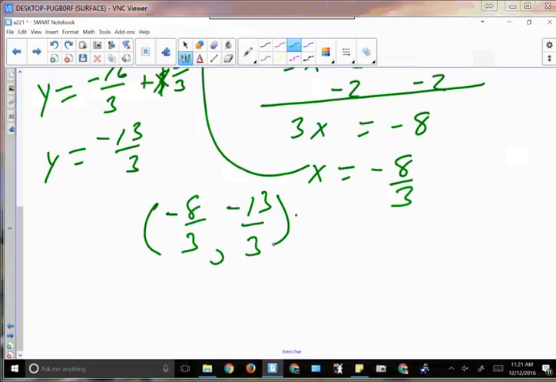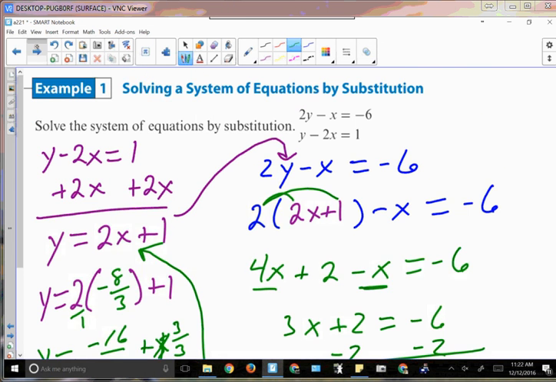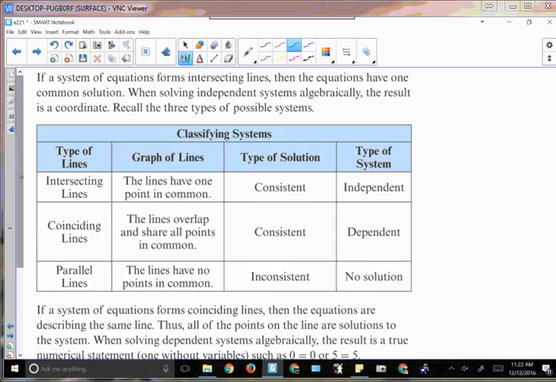The process isn't all that bad. You're just figuring out what one variable is equal to, taking that information and putting it into the other equation. Figure out what your solution is there, take that and put it back into the first one. So, what that leads us to is this.